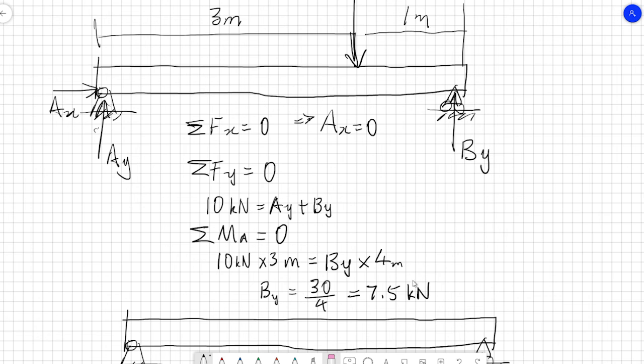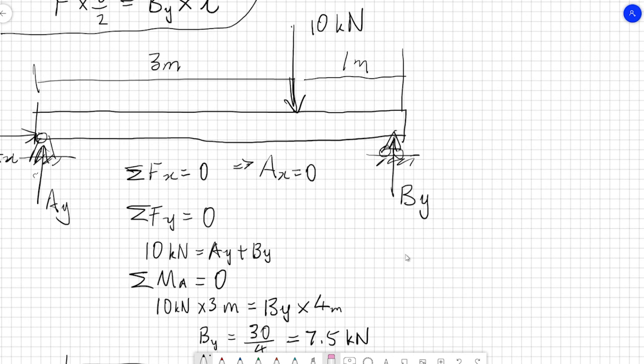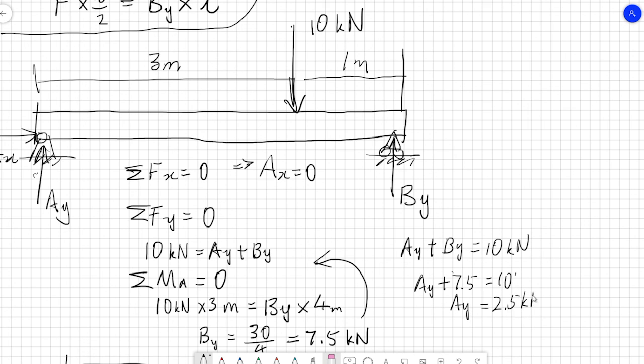And then what we can do now is go back to A. So we know that AY plus BY equals 10 kilonewtons. And because we know BY is 7.5, which means AY equals 2.5 kilonewtons. And so there is that.